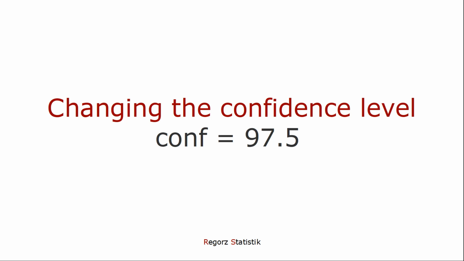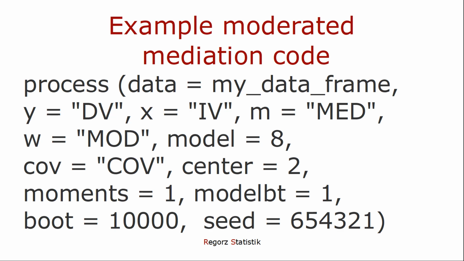95% is the default value, but if you want to use a Bonferroni correction, you could change this value. So, with this example code, I've run a moderated mediation, and now we'll be looking at the output.